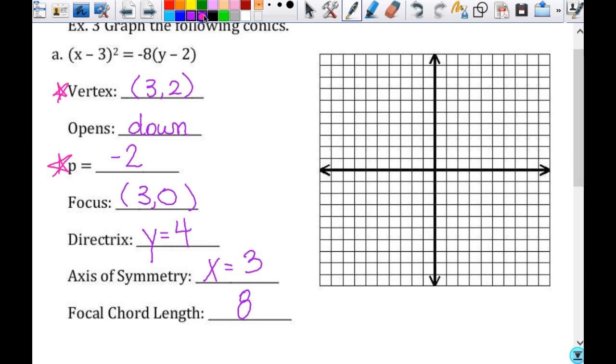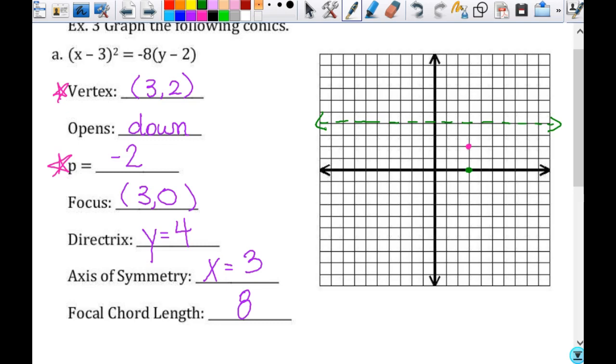All right, so let's come over here and plot some of this stuff. My vertex is at 3, 2. There you go. It's going to open down, so that's good to know. p is negative 2. Okay, my focus is important, so I'm going to go plot that. That's at 3, 0. Make sure you know which one's the focus and which one's your vertex. Then the directrix is at y equals 4, and it's a line, so we're going to draw it in. You have to actually draw it in.